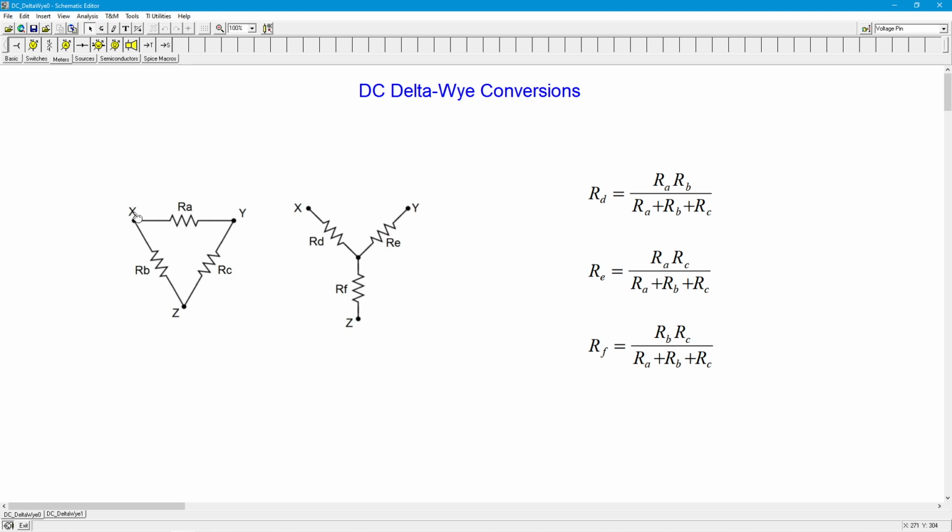So you've got 3 points on here, points X, Y, and Z. And if you use the right values, starting with RA, RB, and RC, and you convert them over to RD, RE, and RF, you can replace one with the other. So I have a set of equations over here to go from the delta configuration to the Y configuration. And there's another set of formulas to go in the other direction, to go from Y to delta.